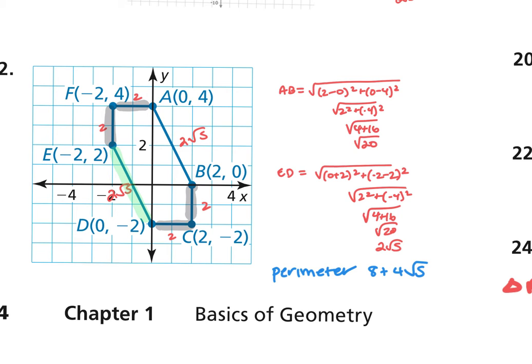So I did ED, this one on the bottom. I did the square root of 0 minus a negative 2, which becomes plus 2. And then negative 2 minus 2, which was negative 4. And then I repeated that whole process for the other side. They ended up being the same. They were both 2 root 5. And then you can combine together the 2 root 5s. That would be 4 root 5. And then you can combine together the 2 plus the 2 plus the 2 plus the 2, which is the 8.